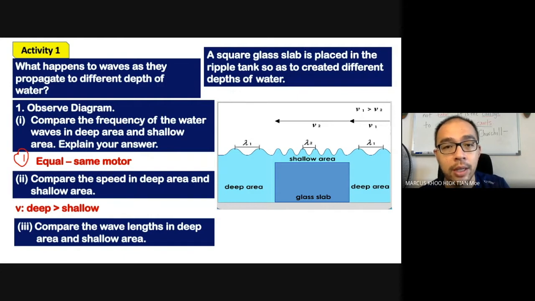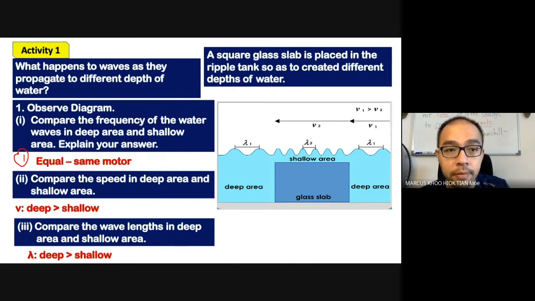Now thirdly, take a look at this: 1, 2, 3, 4, 5. The speed is this, but here the speed is like this. Compare the wavelengths. This is much more easily seen in this diagram. You can obviously see that the wavelength in the deep area is bigger than the wavelength in the shallow area.